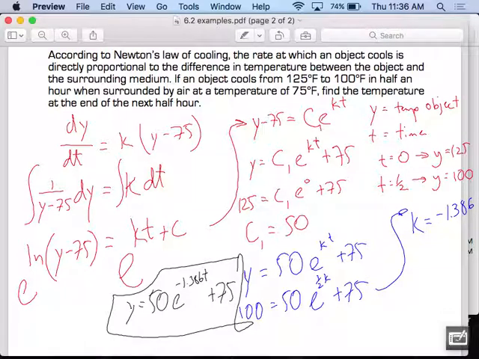Okay, we got it? Question, Kev? So when you plug in t, do you plug in 1 or a half? Excellent question. It would be one, right, because we've done a half hour and then another whole half hour. Good? Think you can handle it?